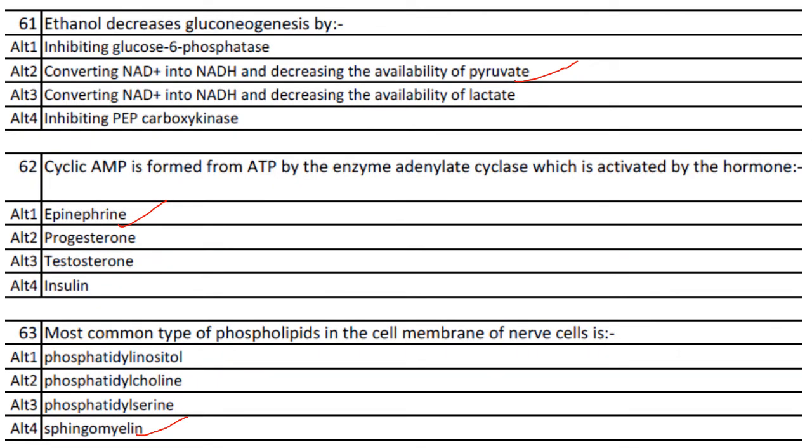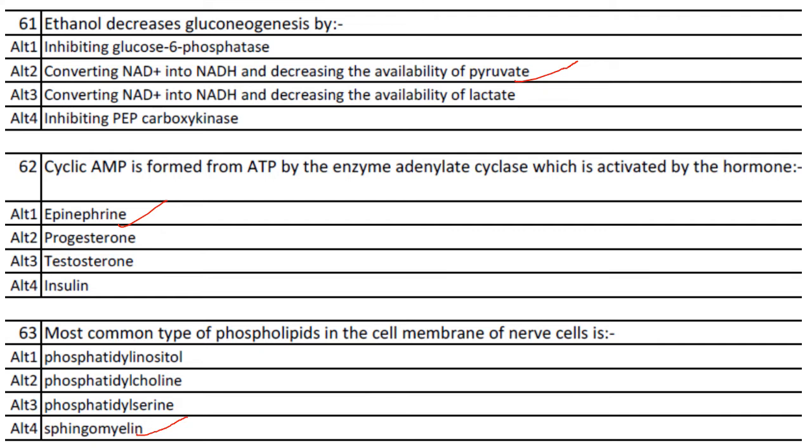Then ethanol decreases gluconeogenesis by. Now ethanol inhibits hepatic gluconeogenesis by decreasing the steady state concentration of pyruvate as a result of a decreased NAD plus to NADH ratio. So converting NAD plus into NADH and decreasing the availability of pyruvate, that is option 2, is the answer. That is how ethanol decreases gluconeogenesis.